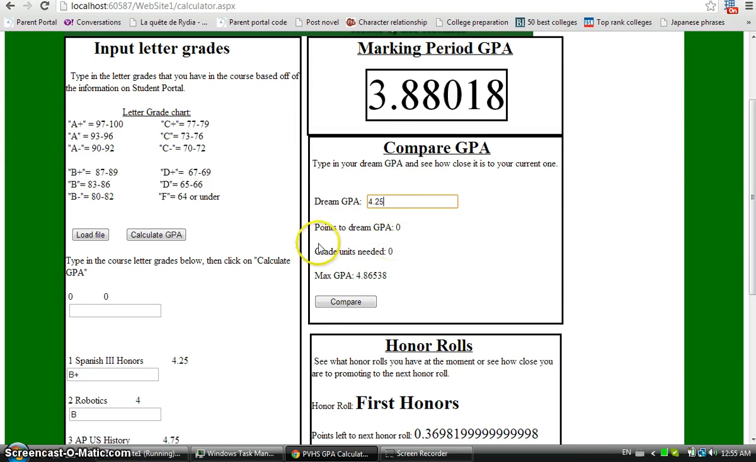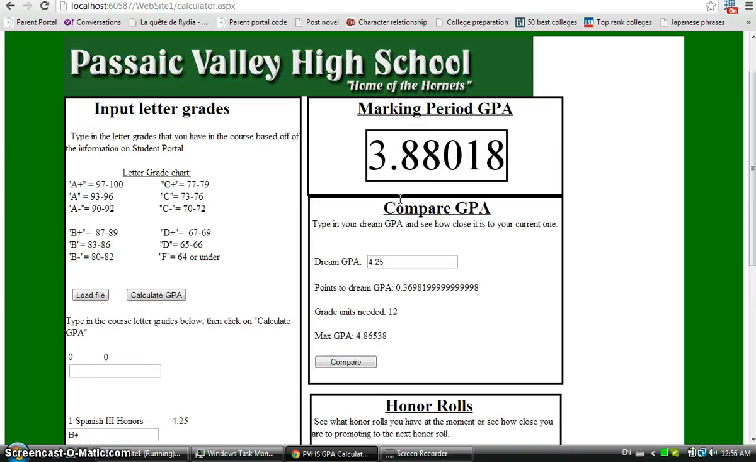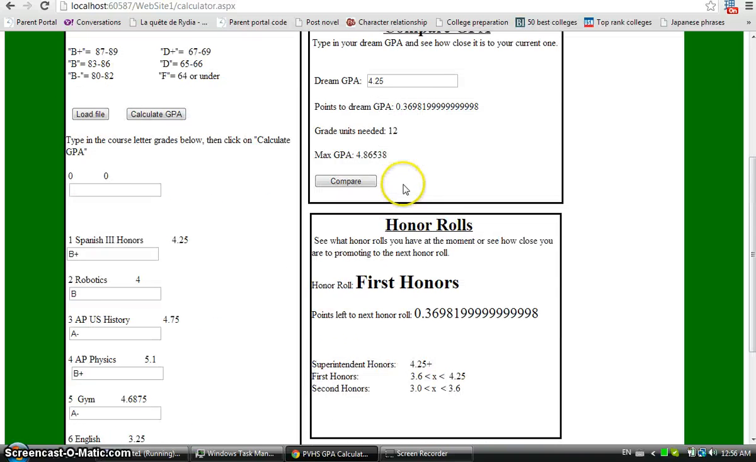and what it does is determine how many points you are from achieving a GPA, and it will calculate the grade units you need to achieve in order to get 4.25. So let's click on that. You are 12 grade units away from getting superintendent honors. Not bad, honestly, not that far, but not that close.